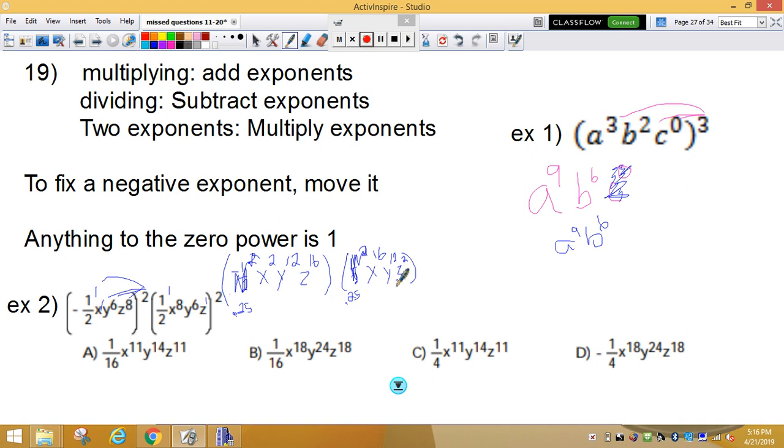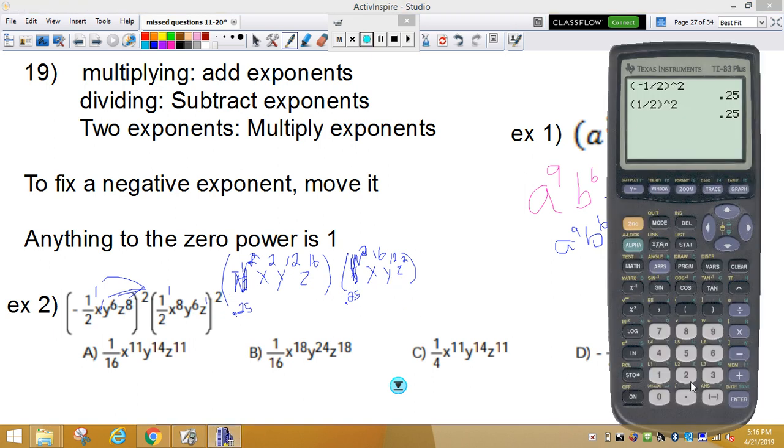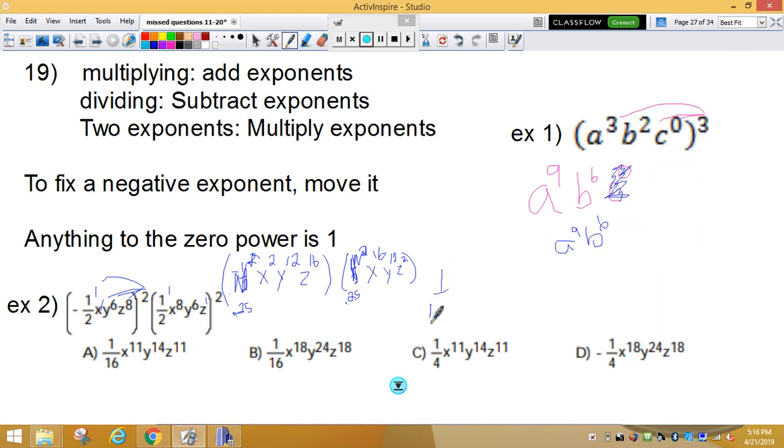Okay, now my whole numbers, I'm going to multiply them. So I'm going to do 0.25 times 0.25. Now this one I am going to change to a fraction because all my answers are fractions. So I'm going to hit math, enter, enter. And I get 1/16. And then remember your rule is if they're multiplying, you add them. So if I add my x's, 2 plus 16 is 18. If I add my y's, 12 plus 12 is 24. And if I add my z's, 16 plus 2 is 18. So the correct answer should be B for this one.